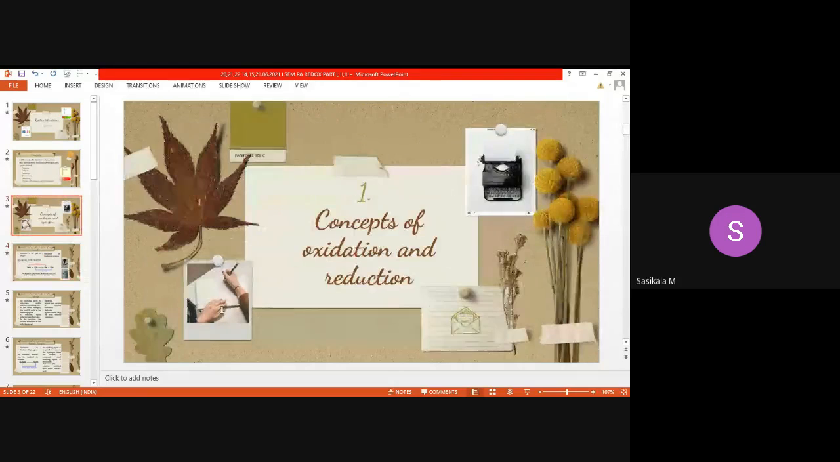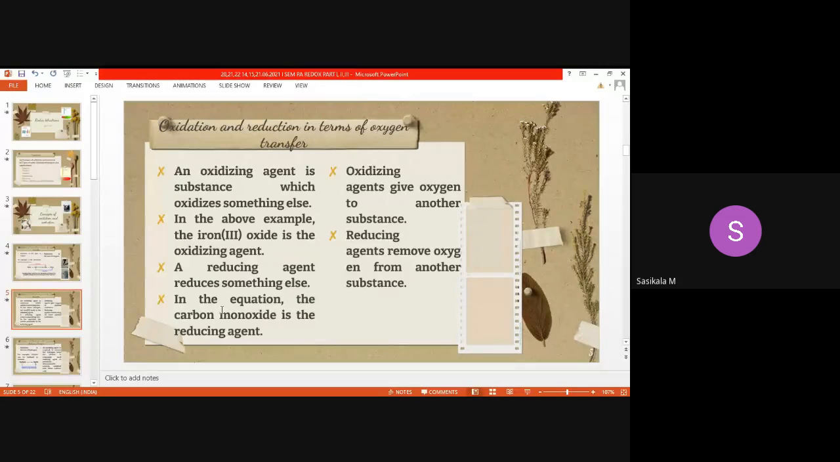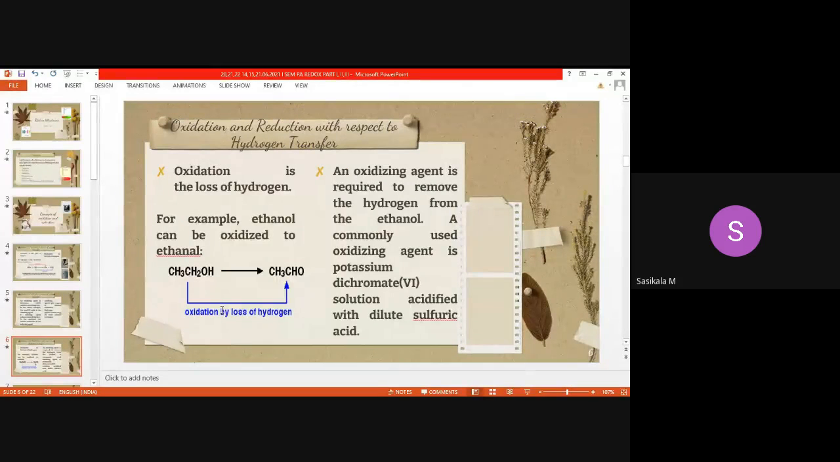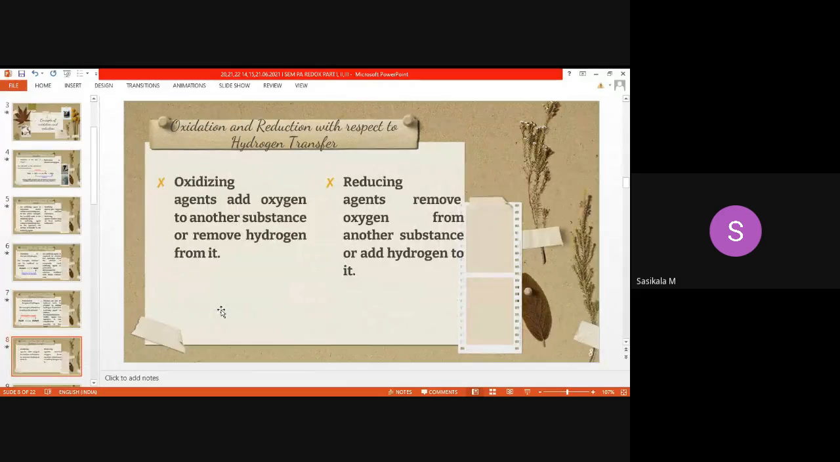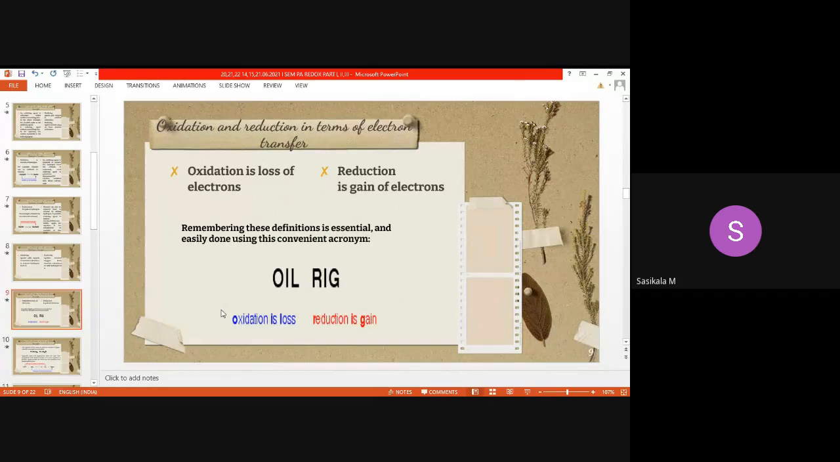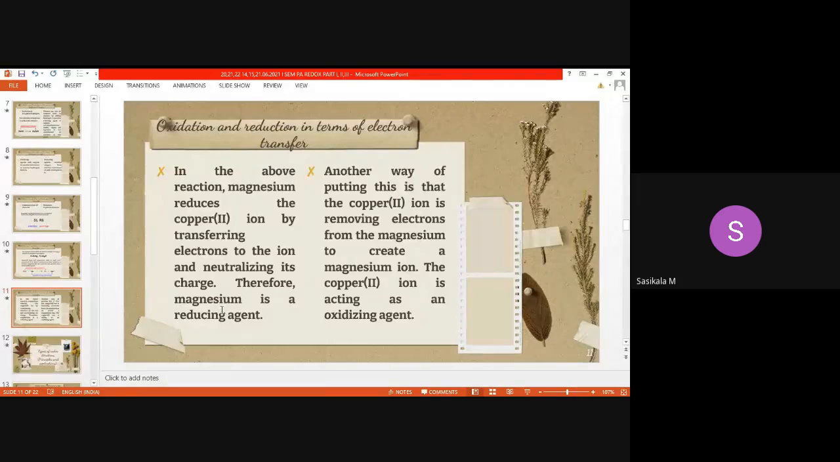The concepts of oxidation and reduction we have seen based on oxygen transfer, what is oxidation and reduction, and what are oxidizing agents and reducing agents, and as per hydrogen transfer, what is oxidation and reduction, and what are oxidizing agents and reducing agents. And we have seen the electron transfer concept, oxidation and reduction, and the oxidizing agents and reducing agents with examples.